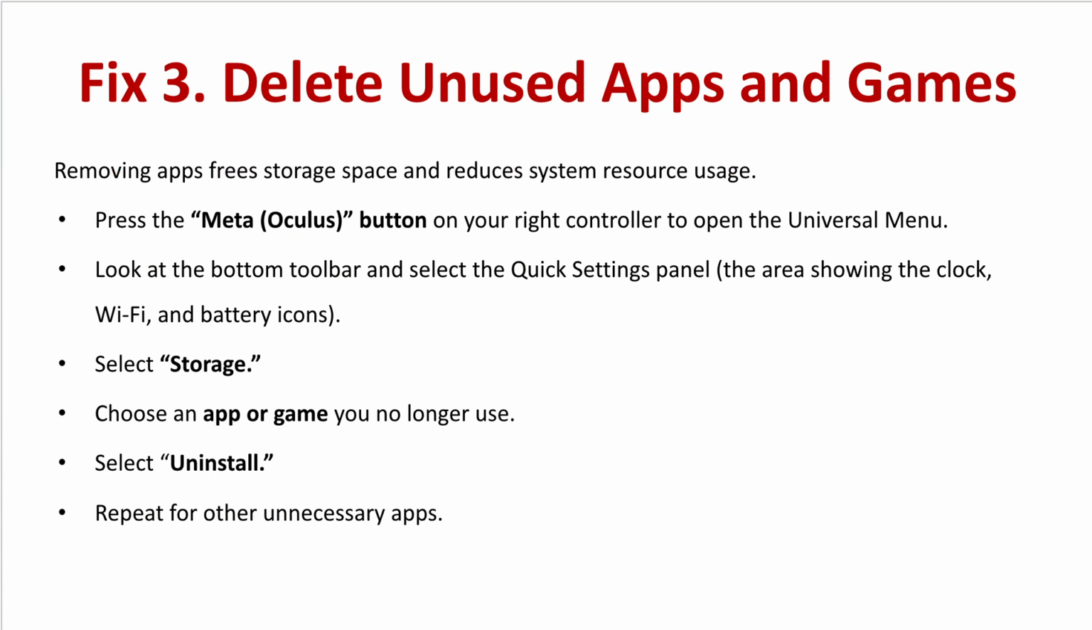Third fix is delete unused apps and games. Removing apps frees storage space and reduces system resource usage. Press the Meta Oculus button on the right controller to open the universal menu. Look at the bottom toolbar and select the quick settings panel. Then select storage. Choose an app or game you no longer use. Select uninstall. Repeat for other unnecessary apps.